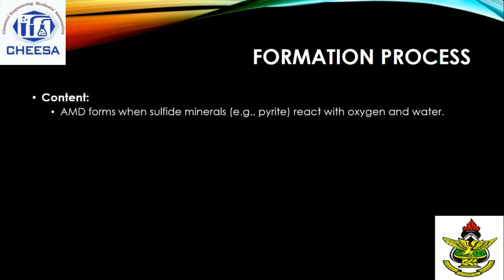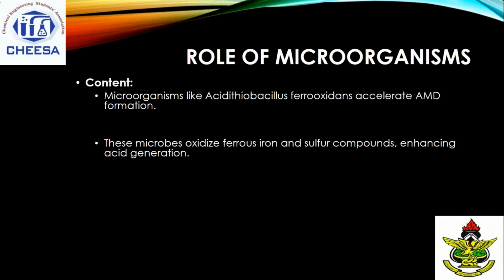Next, we have the formation process. Acid mine drainage forms when sulfide minerals, for example pyrite, react with oxygen and water. On the role of microorganisms in AMD, microorganisms like Acidithiobacillus ferrooxidans accelerate AMD formation. These microbes oxidize ferrous ions and sulfur compounds, enhancing acid generation.